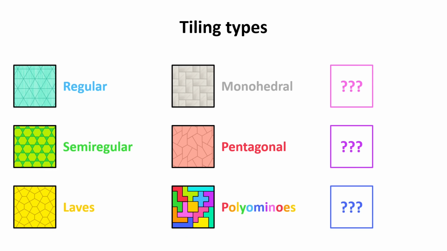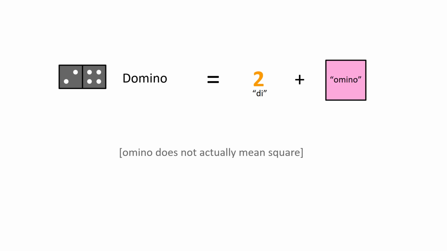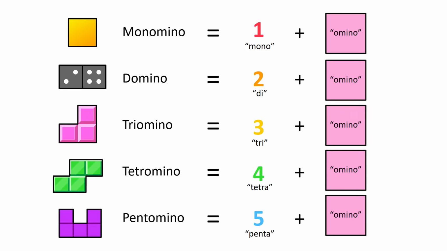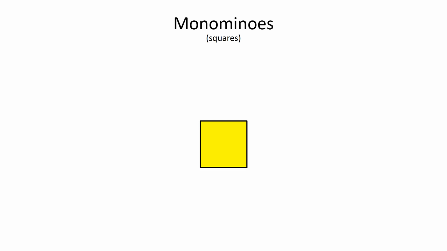The name is a pun. Since a domino is basically 2 squares put together, you can form a mathematical folk etymology by saying it's di meaning 2 plus omino meaning square. This implies the existence of other polyominoes. For example, pentominoes would consist of 5 squares. We're going to go through the types in order, starting with monominoes, aka squares.